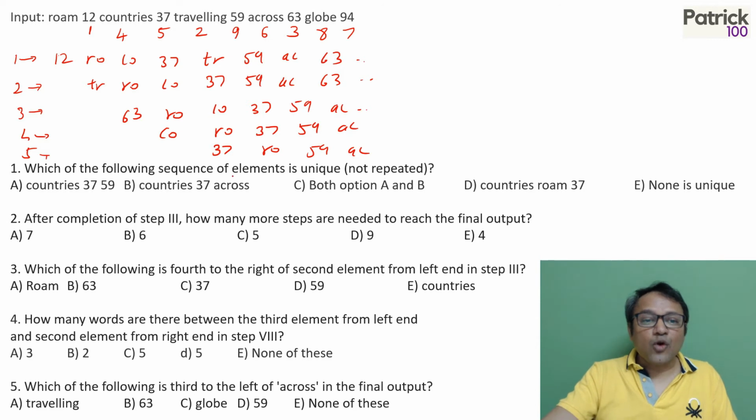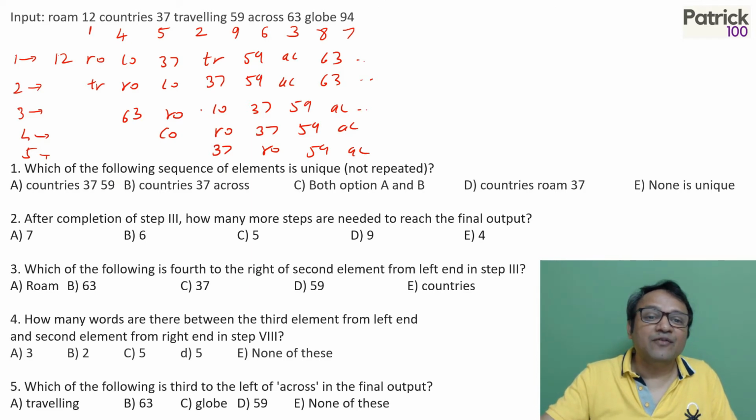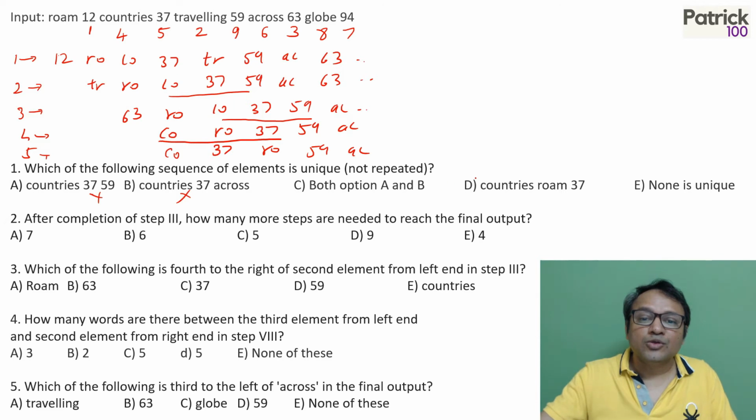So let's solve. Which of the following sequences of elements is unique, not repeated? Now let's look at countries 37 and 59. Where does it come to? Countries 37 and 59 comes here, and comes out here. It's repeated. So not the answer. Countries 37 across. If you look at here, countries and 37 come, next step across will come out here, and that will get repeated again. So this also is not the answer. Countries Rome 37 is only once out here. It's not repeated again anytime. So D option is unique.